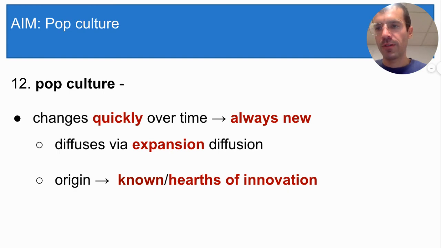Also, the hearths of pop culture are often specific identifiable places called nodes of innovation. These are places where certain industries are concentrated. For example, New York and Paris are two nodes of innovation for fashion. Los Angeles, California is the home of Hollywood, and it's a node of innovation for movies or cinema. And Silicon Valley, which is the area around San Francisco, California, is a node of innovation for internet technology. The internet, iPhones, Facebook, Twitter, all of these things were invented in Silicon Valley.